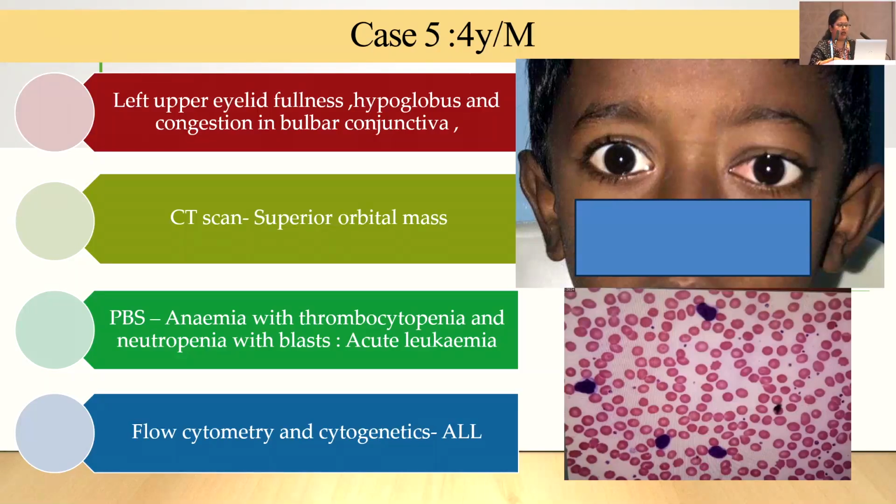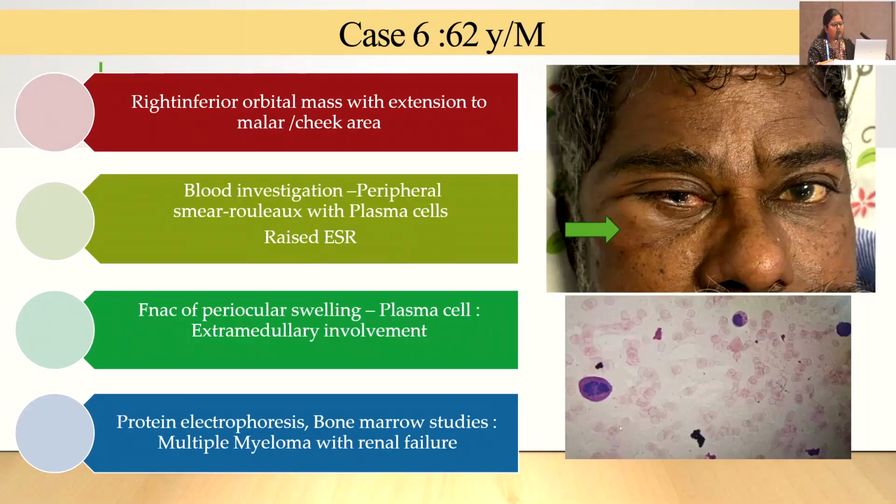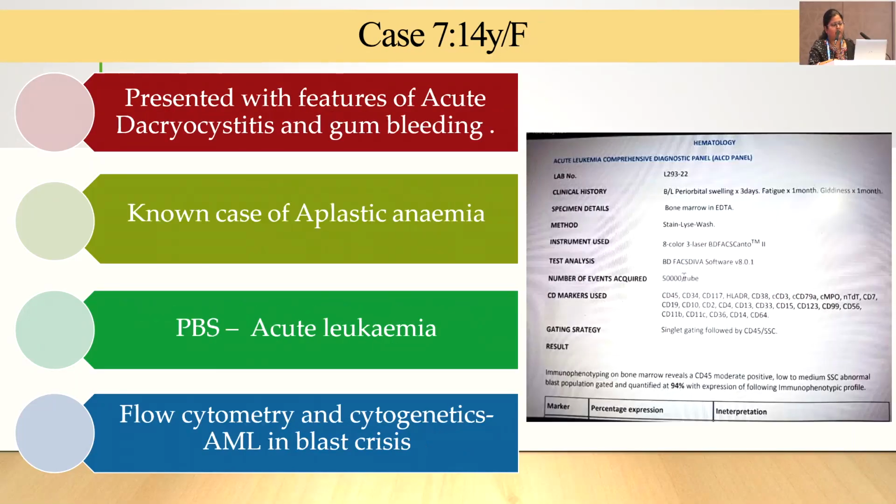This is a case of a 4-year-old male with upper lid fullness and hypoglobus. Peripheral smear revealed the diagnosis of acute leukemia, and cytogenetics confirmed it. This person came with a periorbital swelling, FNAC of the same, and peripheral smear showed a lot of plasma cells, and the workup was positive for multiple myeloma.